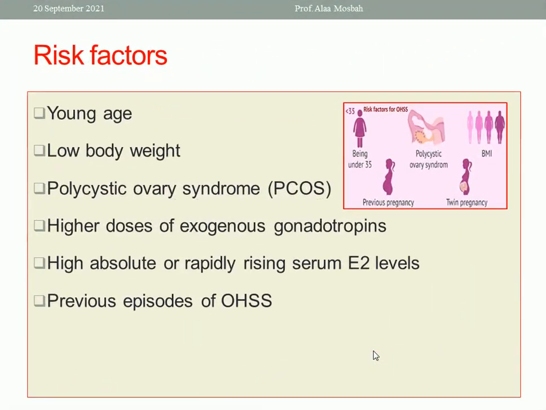What are the risk factors? PCOS is a risk factor, as are young age, low body weight, higher doses of exogenous gonadotropins, previous episode of ovarian hyperstimulation syndrome, and high absolute or rapidly rising serum estradiol levels. All these are risk factors.